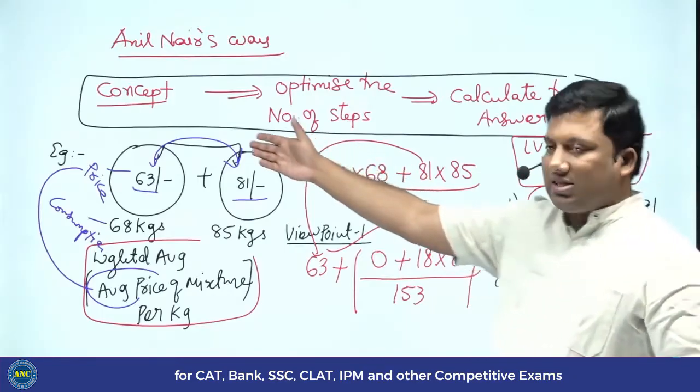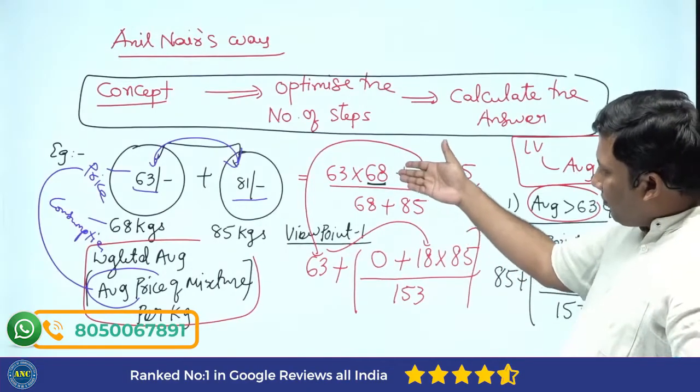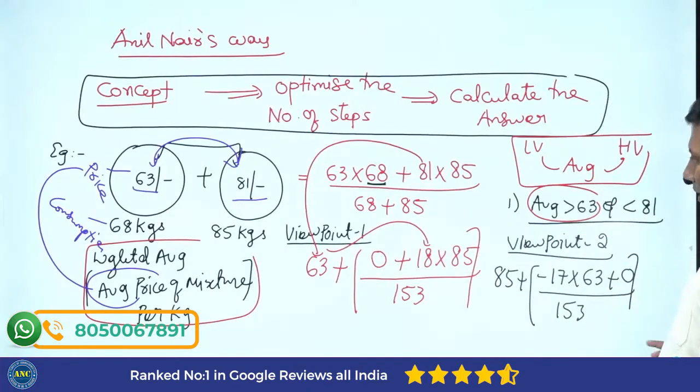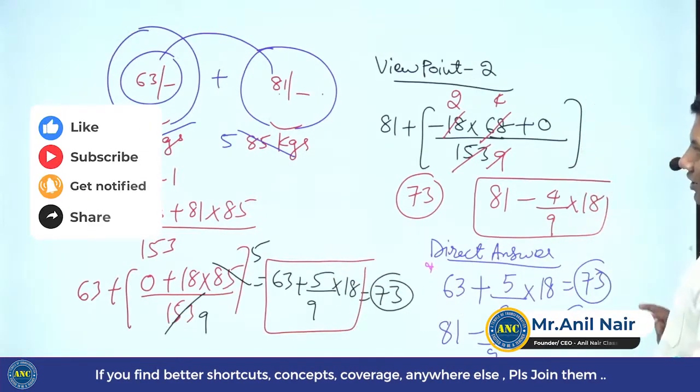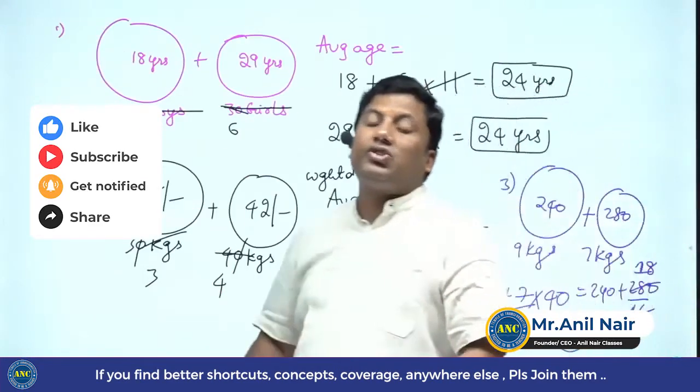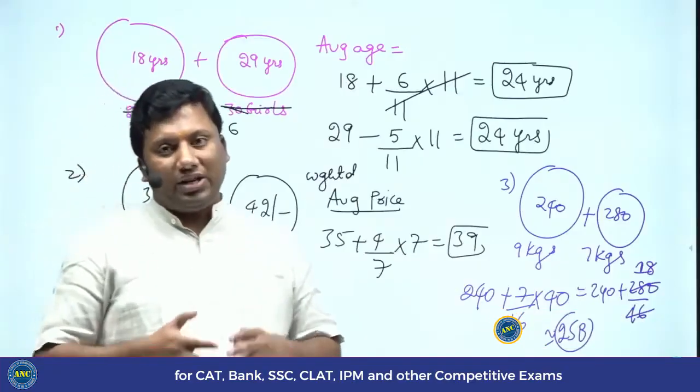First we discussed the concept, then we reduced the concept into a minimum number of steps, 5/9. Then we wrote the answer very, very fast. This is how a student should learn whenever you are preparing for an aptitude examination.